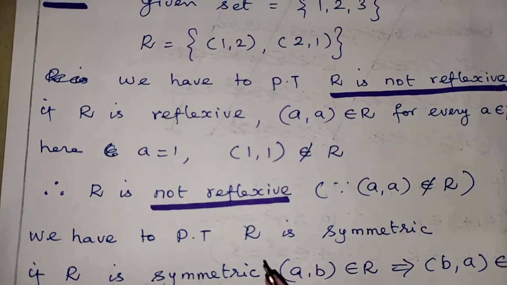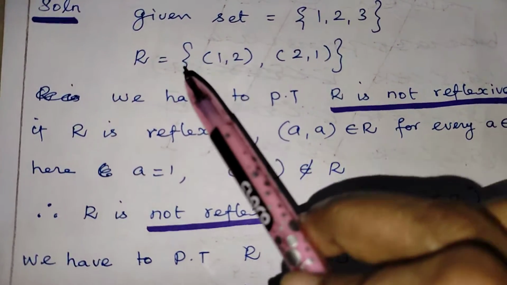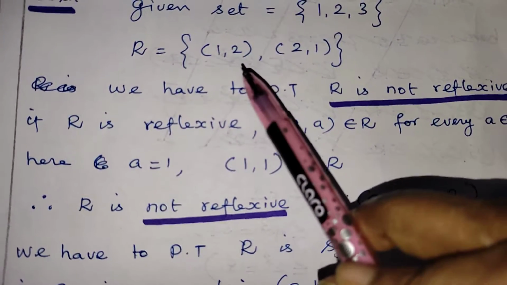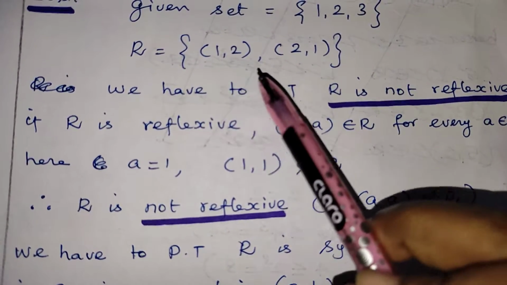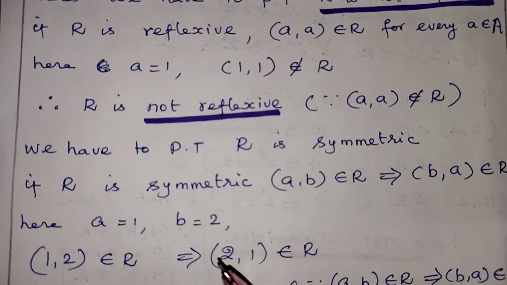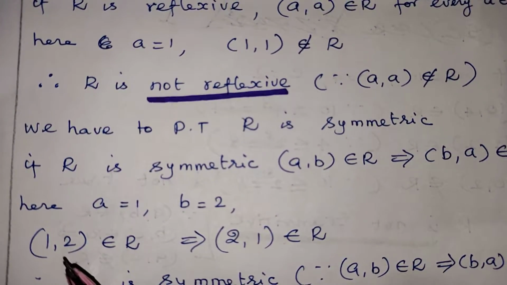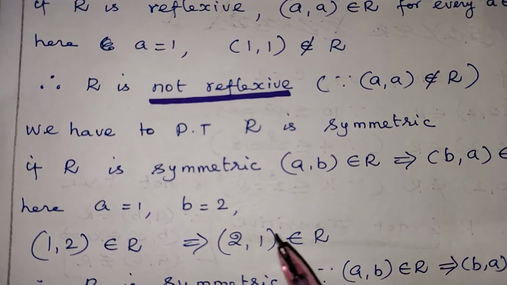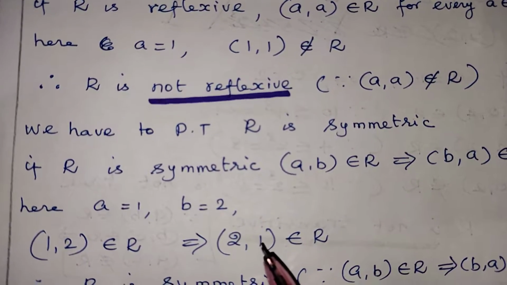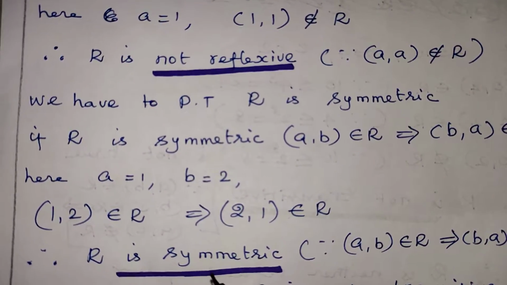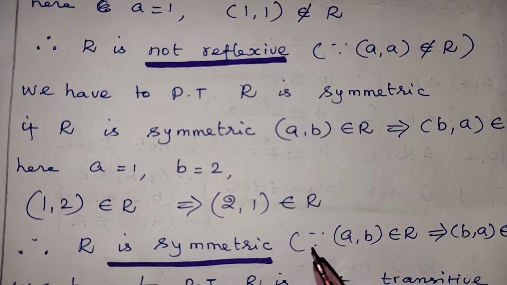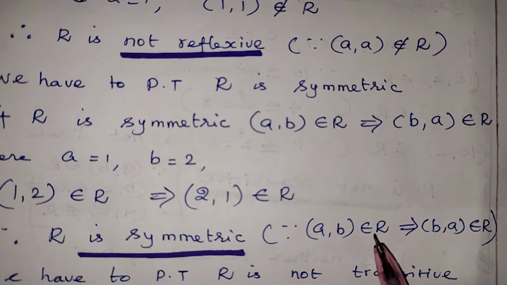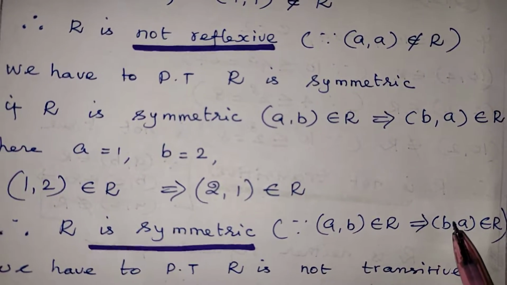They have given in the sum that R is equal to {(1, 2), (2, 1)}. That is, (1, 2) belongs to R, and by the symmetric condition (2, 1) also belongs to R. Therefore (1, 2) belongs to R implies (2, 1) belongs to R. These two pairs are in the relation R. Now we have the conclusion here: R is symmetric, since the symmetric condition is satisfied by the relation R, because (a, b) belongs to R implies (b, a) belongs to R.